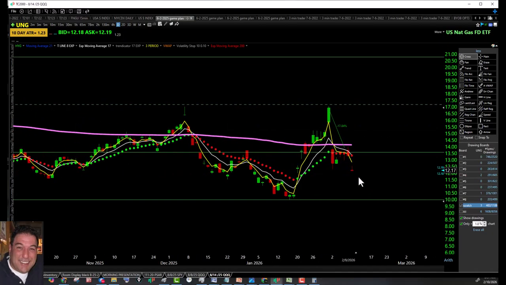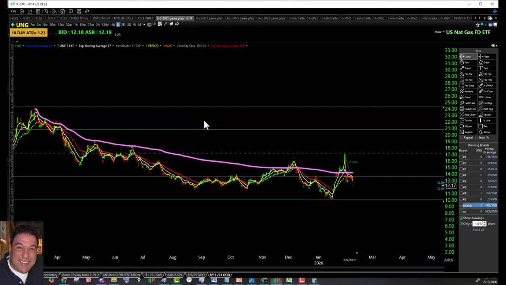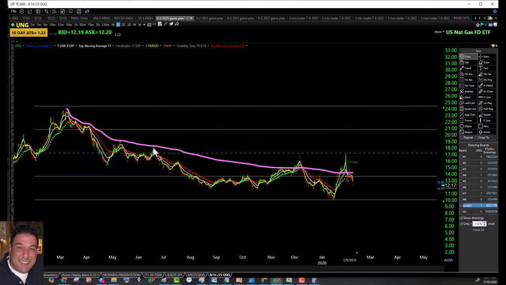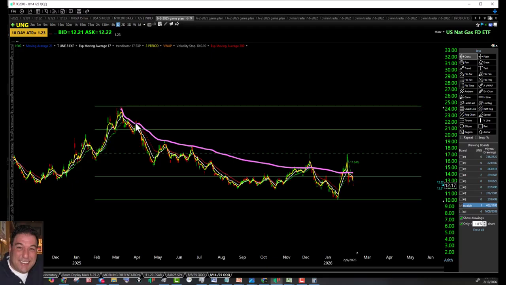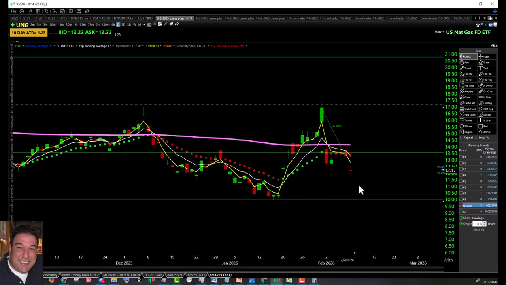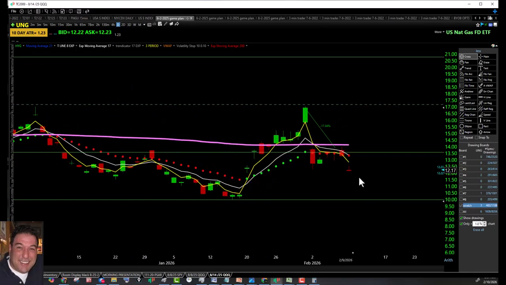What we wanted to see was price hold the higher ground. See how they failed here? They got up there with 2 candles and couldn't do it. They got up there with 1 candle and couldn't do it. Another candle, couldn't do it. So it's been struggling to hold the higher ground. Just nothing happening recently. So there's UNG.